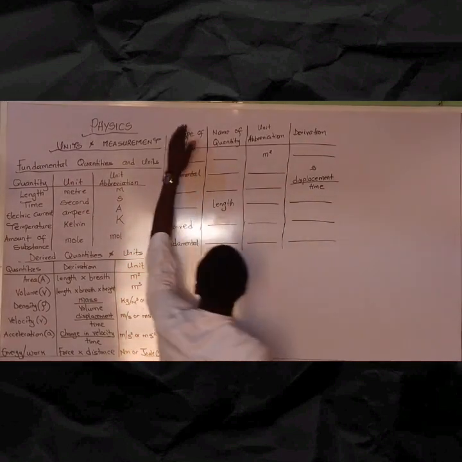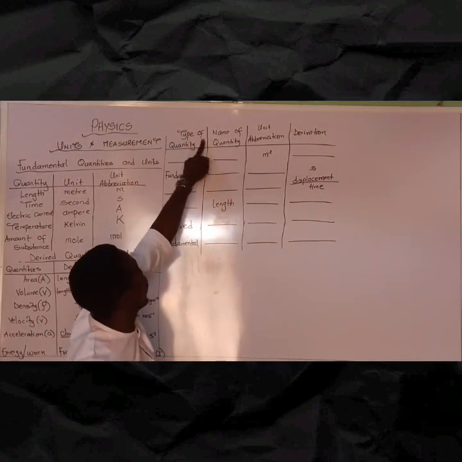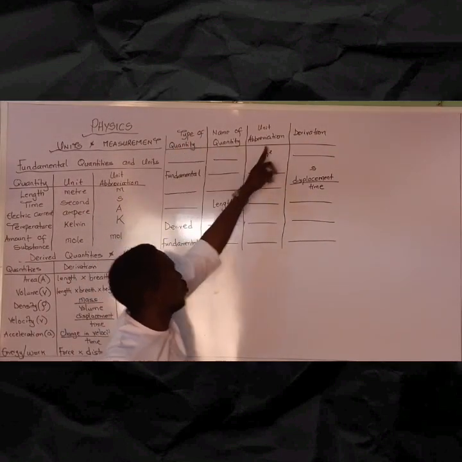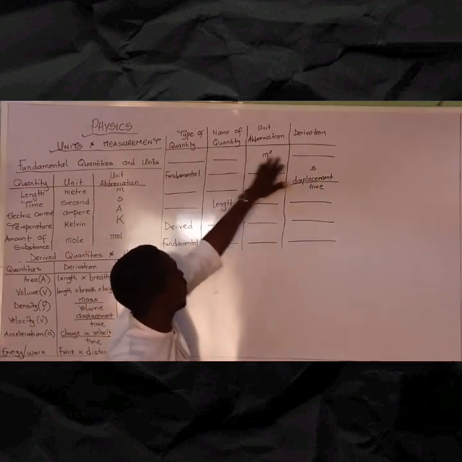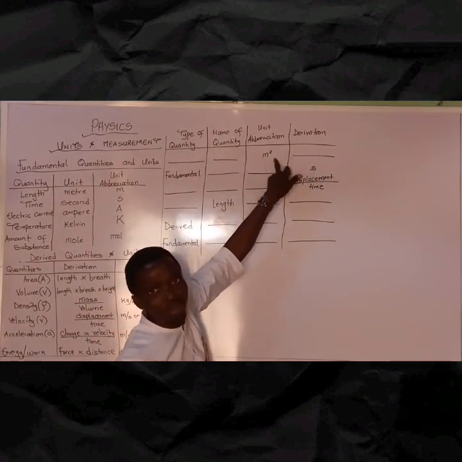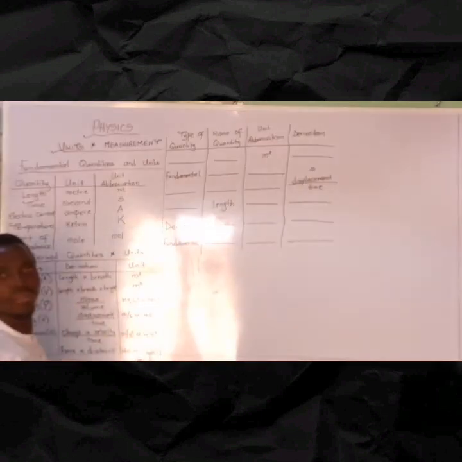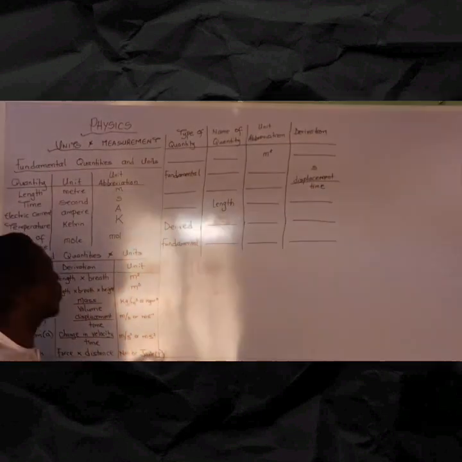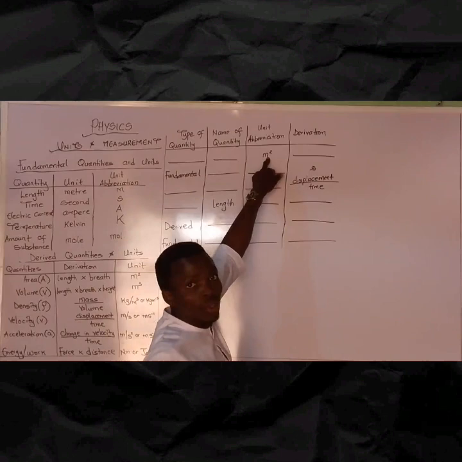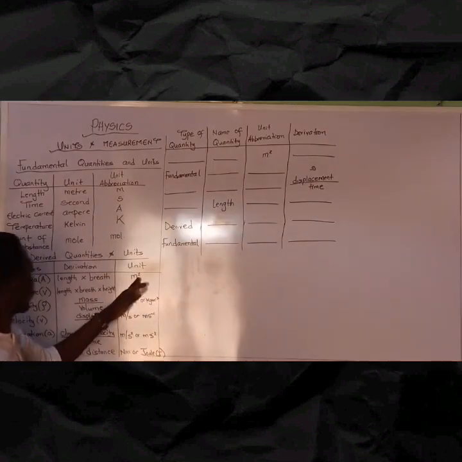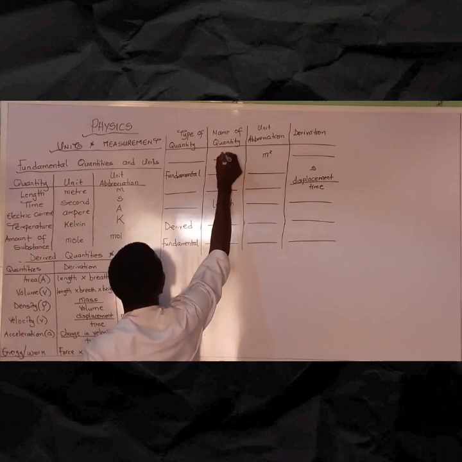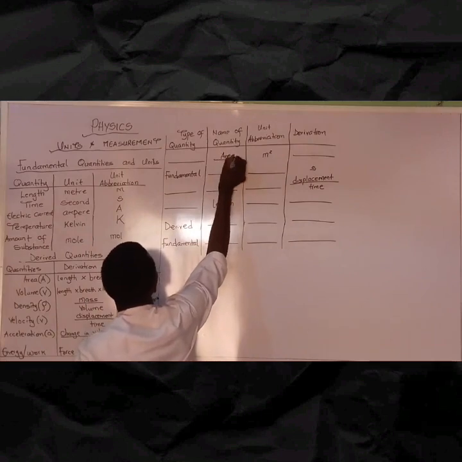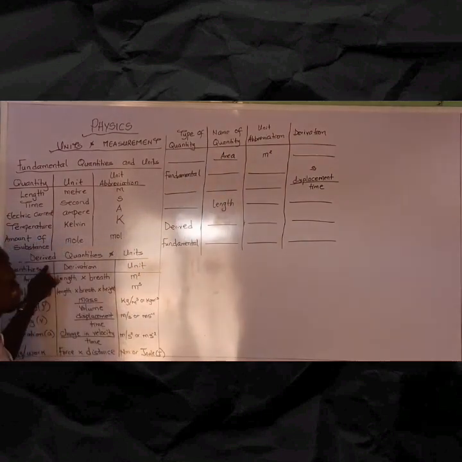So look at the columns: type of quantity, name of quantity, unit abbreviation, then derivation. For the first, all these are blank, but the unit abbreviation is meter squared. So go to the unit abbreviation, look at what the unit is, meter squared, then trace it. Which one has meter squared? That's area. So the name of the quantity is area. Then the type of quantity? It is derived.